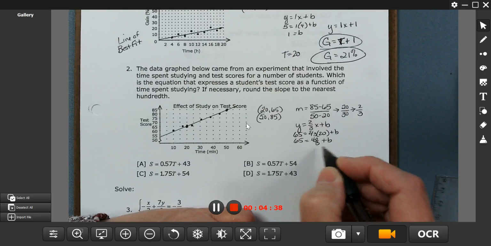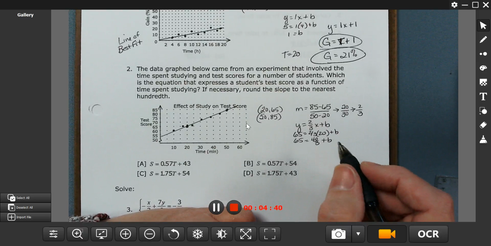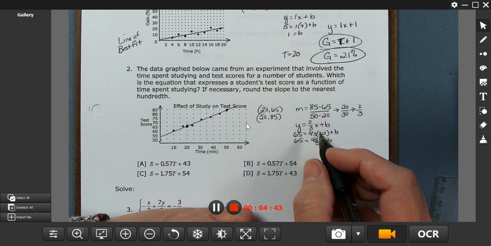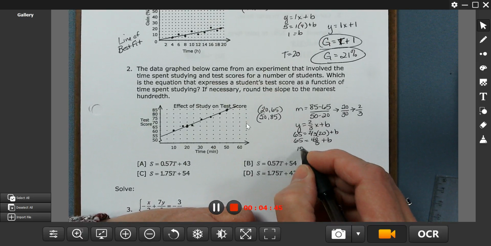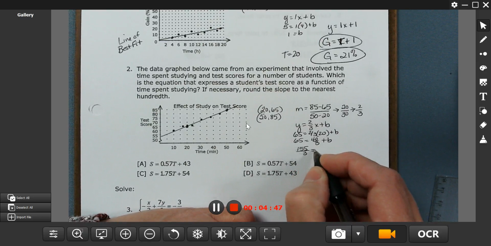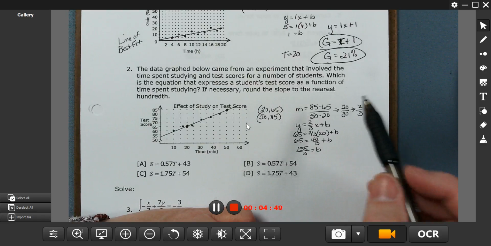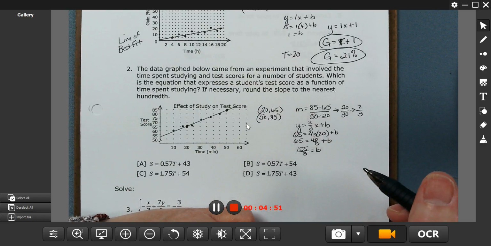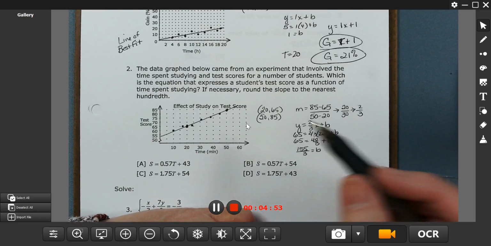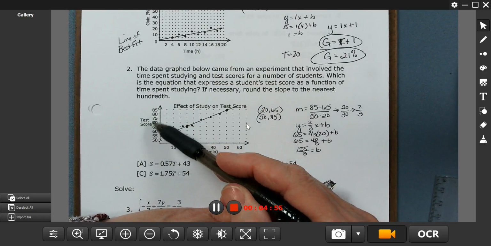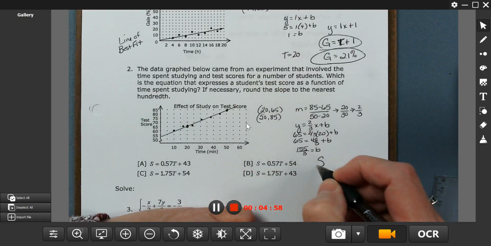And then we want to subtract that 40 over 3 from both sides and get a common denominator. When you do that, you're going to get 155 over 3 for your b. Now again, it's not y and x, so we're not writing our final equation like that. This y is a test score, so I'll use an S for y.